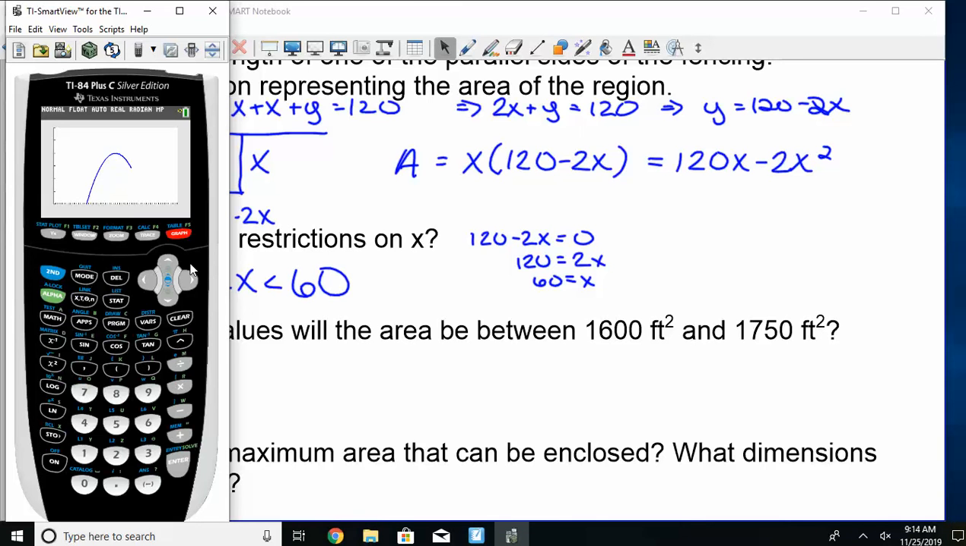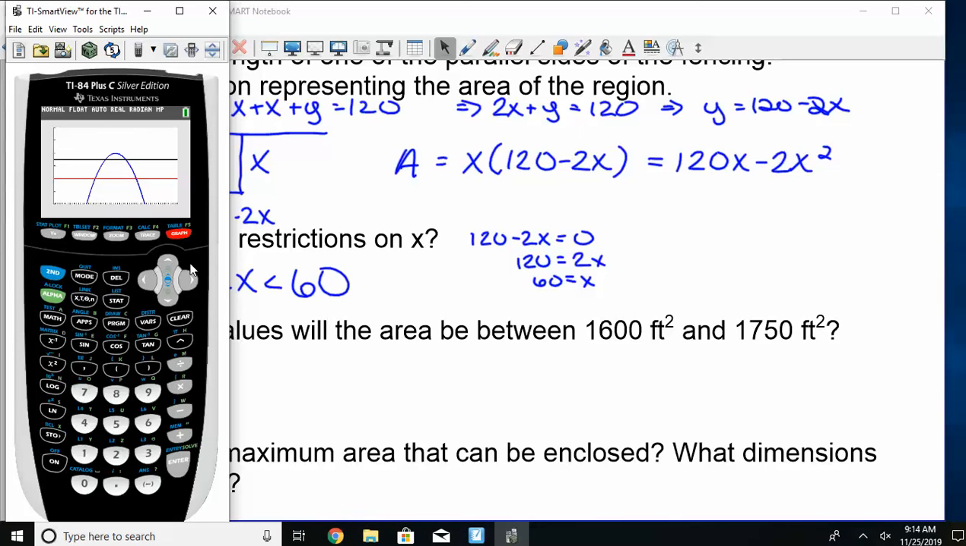So there's my parabola. There's the 1,600. And there's the 1,750. Did everybody get this? Okay. Now, I want to know when it's between those. And it happens twice, doesn't it? This section's between them, and this section is between them. So we're going to have to write answers for both of those.